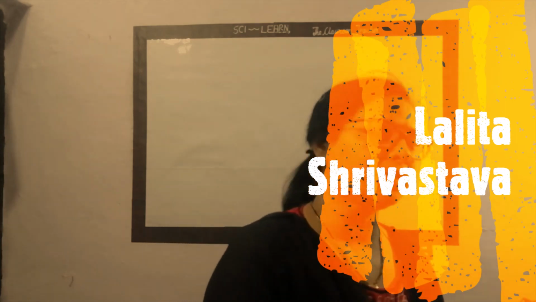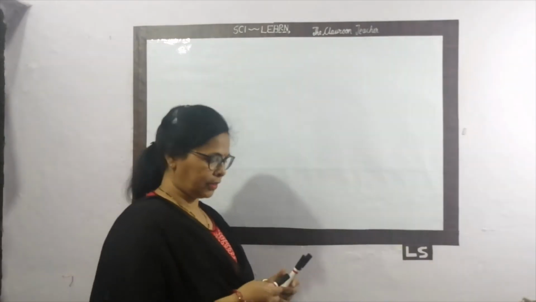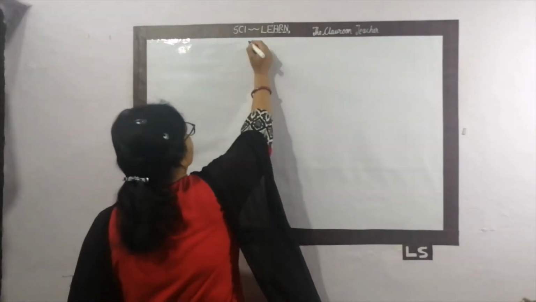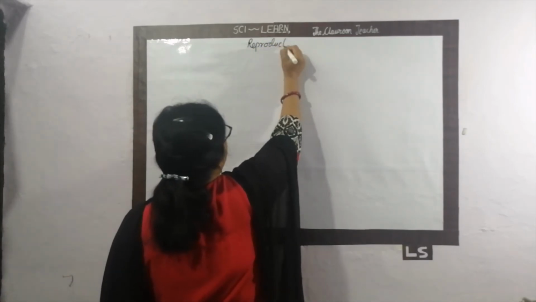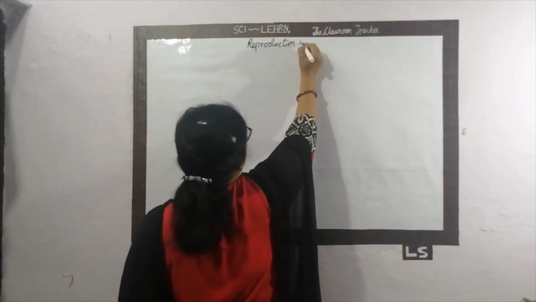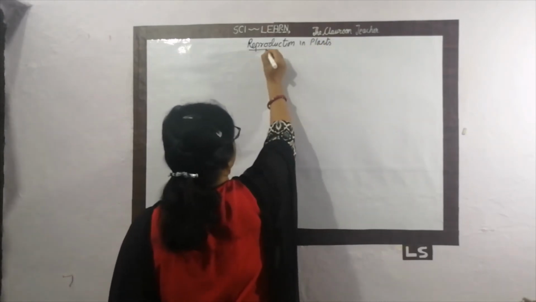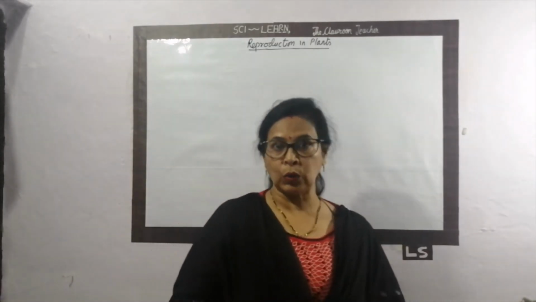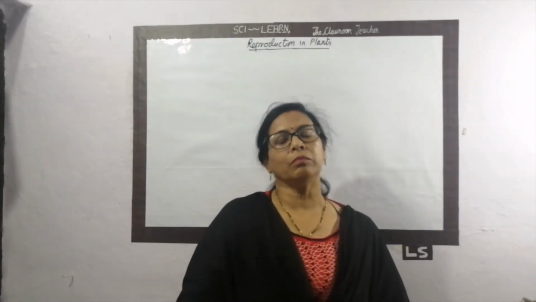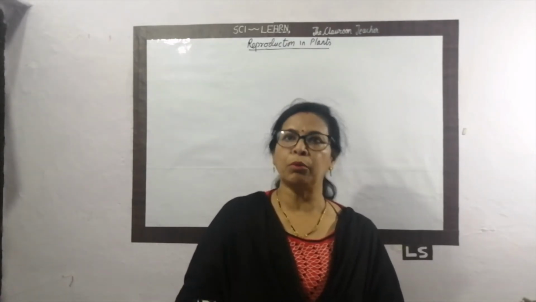Now once again, class 12, biology, the same lesson, that is reproduction in plants. In our previous classes, we have studied about the microspore, that is the male gamete, and megaspore, that is the female gamete. Now the next topic is pollination.